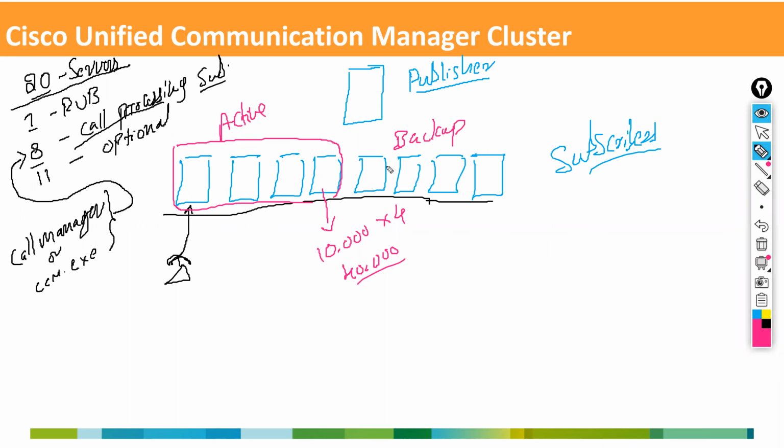If you make it 5, it will not support the architecture. It is designed like that. It will not support that. That's all. Clear? The call processing subscriber. Now, what is the publisher doing?